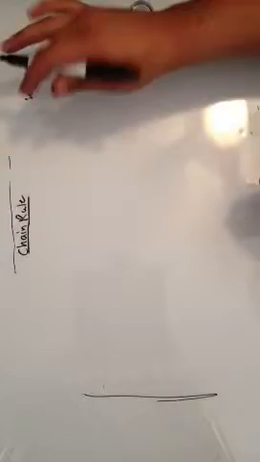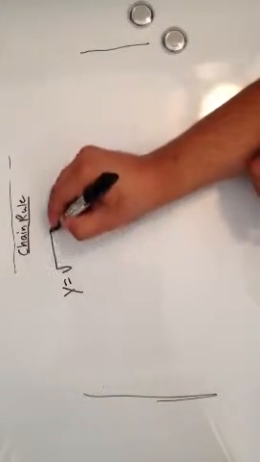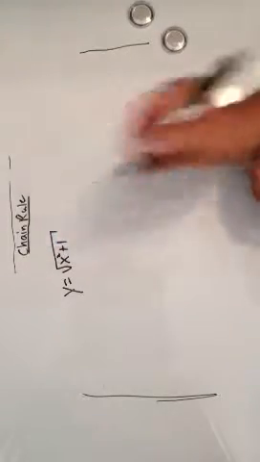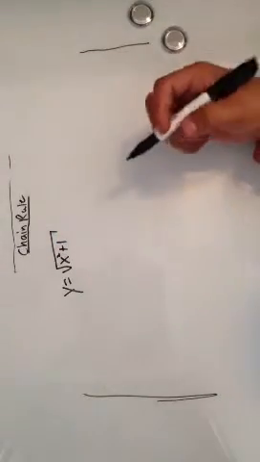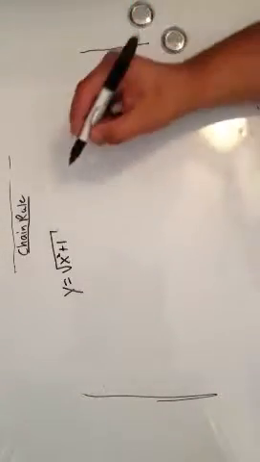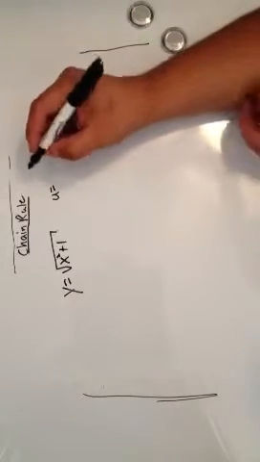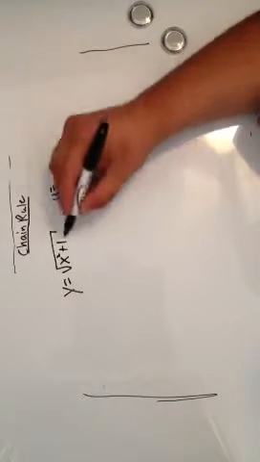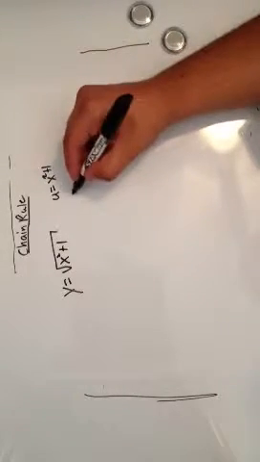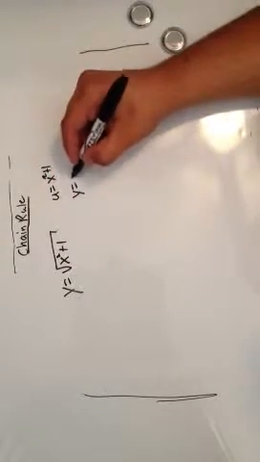So we can say y is equal to the square root of x squared plus 1. So we've got one function inside of another function. So we've got a composite function here. So first thing I would do is assign u equal to the inside function, which is x squared plus 1, and y equal to the outside function, which is just the square root. So it would be u to the 1/2.